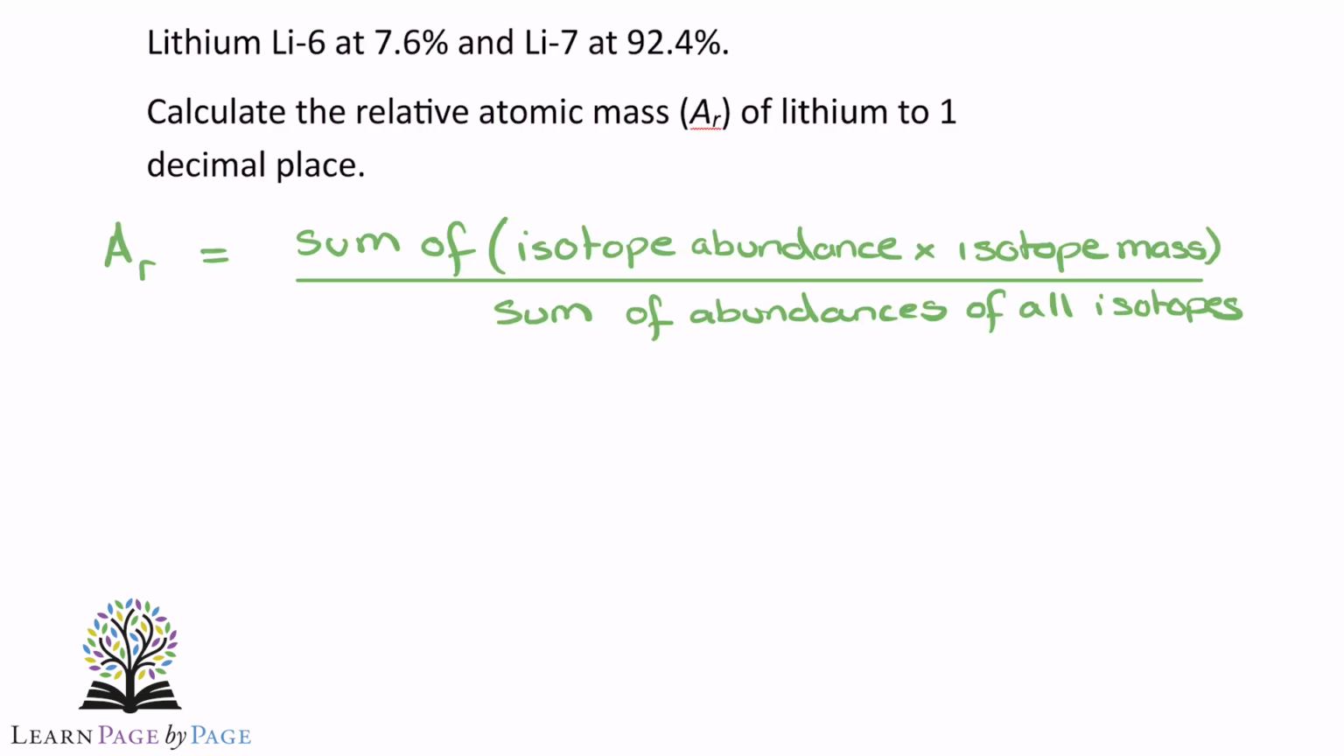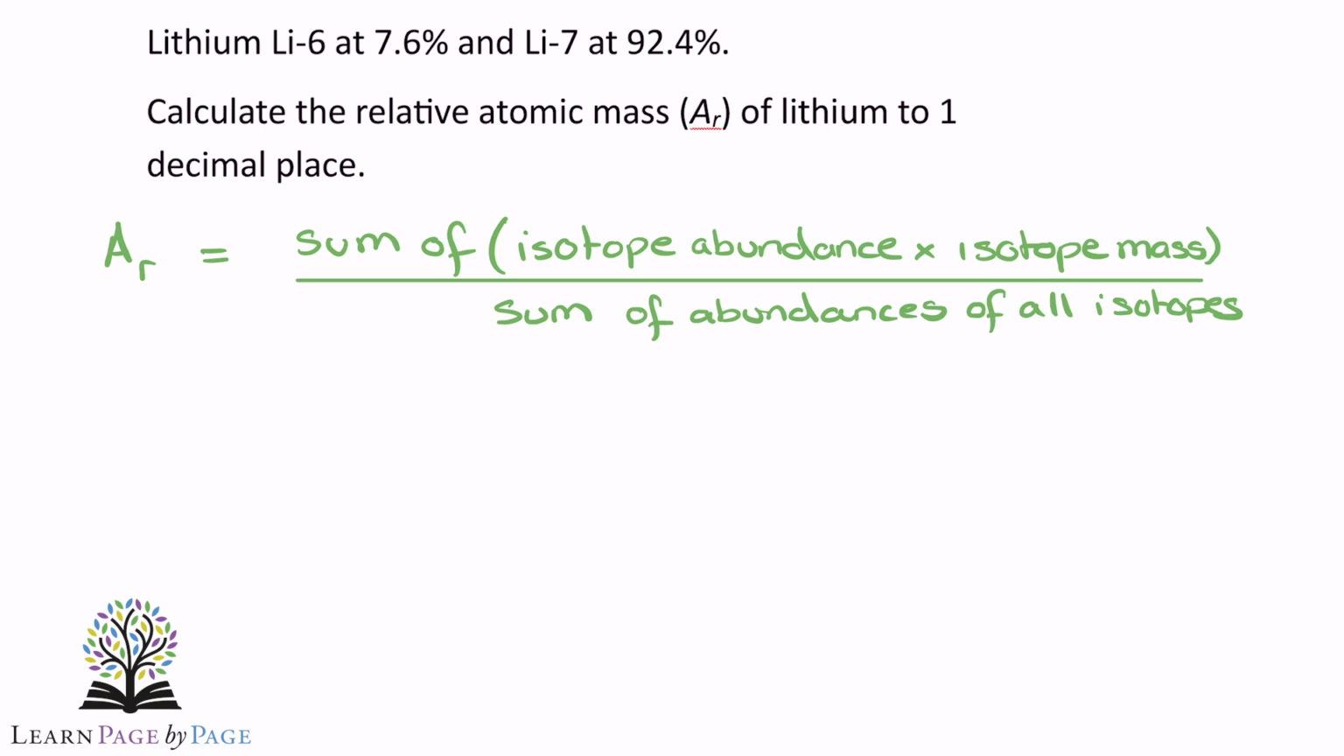Anyway, back to the question. Remember our formula, and that's the relative atomic mass, and then the sum of the isotope abundance multiplied by the isotope mass, over the sum of abundances of all isotopes. You can see here we're dealing with lithium. So lithium 6 is 7.6% and lithium 7 is 92.4%. And before we go into this, it might be worth looking at the theory, because we're dealing with lithium and that is a little bit of a smaller atom.